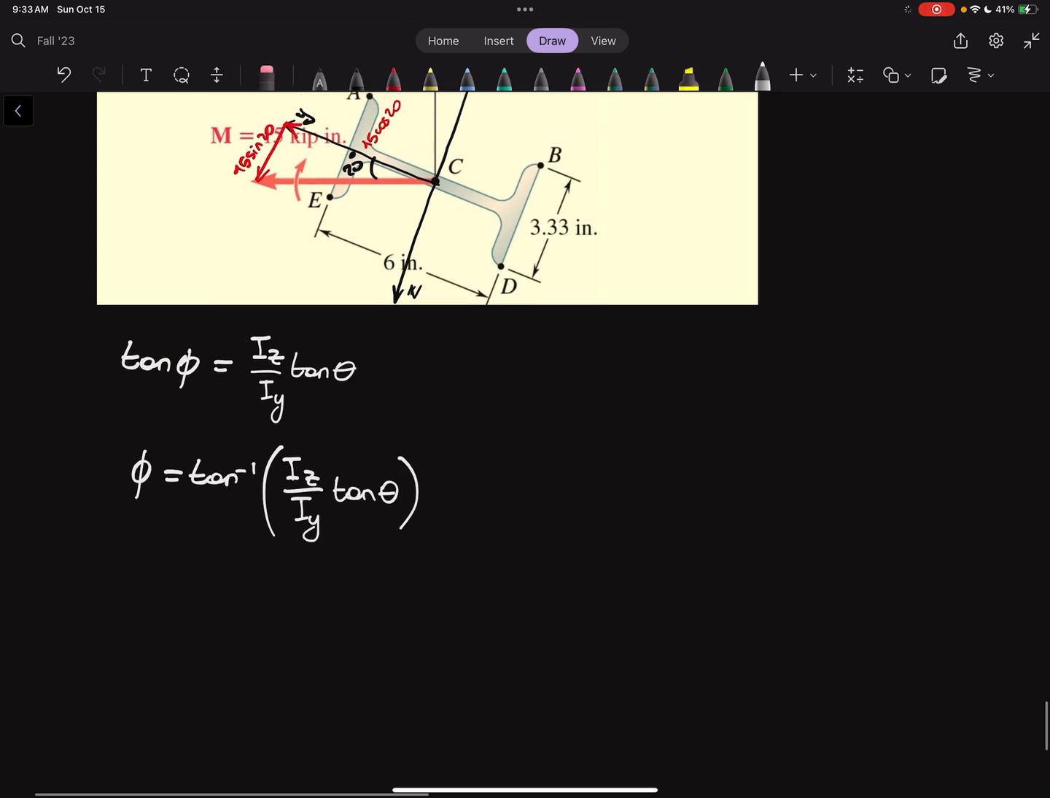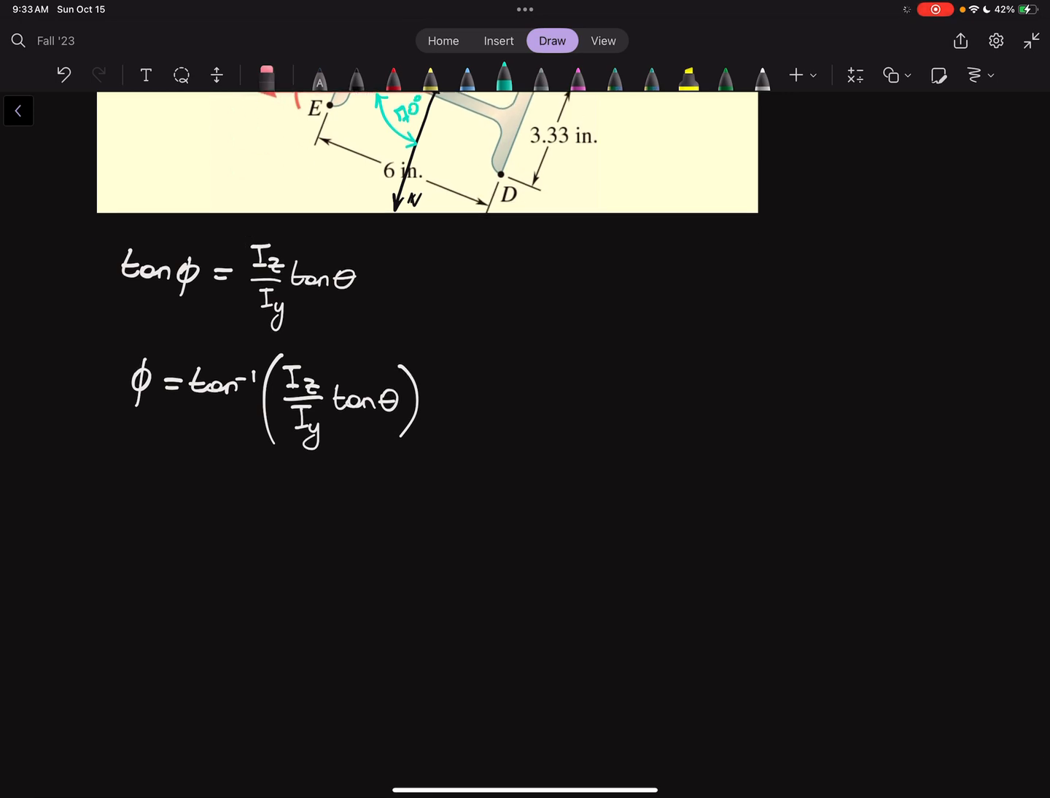Now I think that theta is with respect to the z-axis. So you have to remember that's going to be 90 minus 20. That's going to be 70 degrees. So theta is 70 degrees.